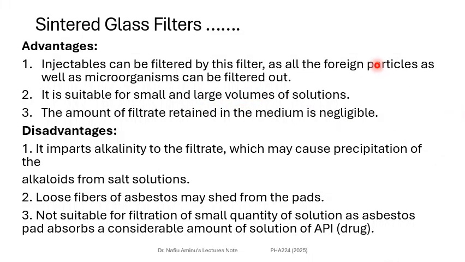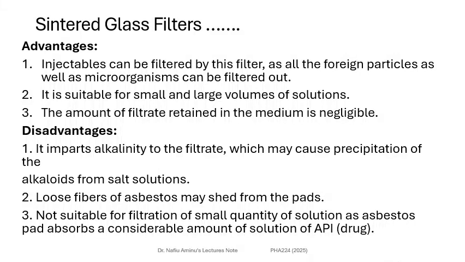It is also suitable for small and large volume solutions. The amount of filtrate retained in the medium is negligible. They don't retain much, so they don't waste your solution. The disadvantages include that it imparts alkalinity to the filtrate, which may cause precipitation of the alkaloids from salt solution. That is one of the drawbacks, because they are manufactured from borosilicate glass, so they have the possibility of imparting certain alkalinity. So if the solution is desired not to be alkaline in any way, this is not a good choice. Another disadvantage includes that loose fibers of the asbestos may shed from the parts.